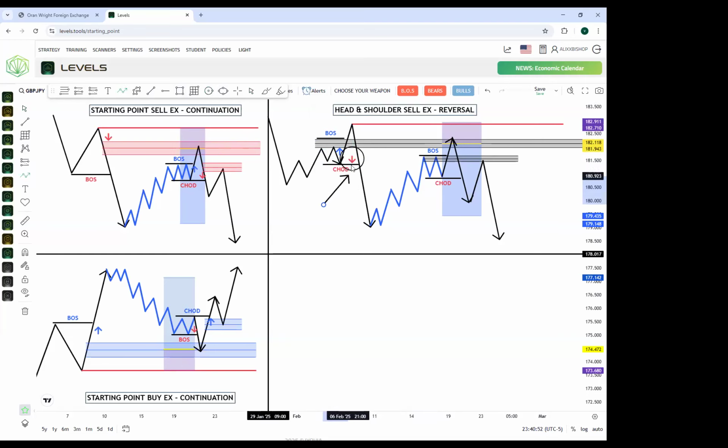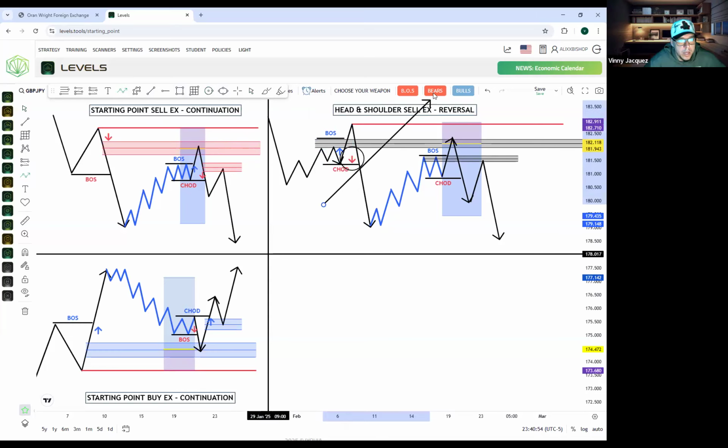Bears. We got to match this red arrow to the red bears button, right? So keep that in mind. Once we get that, that's letting us know we have that shift. Okay. But again, we're looking for a structure.